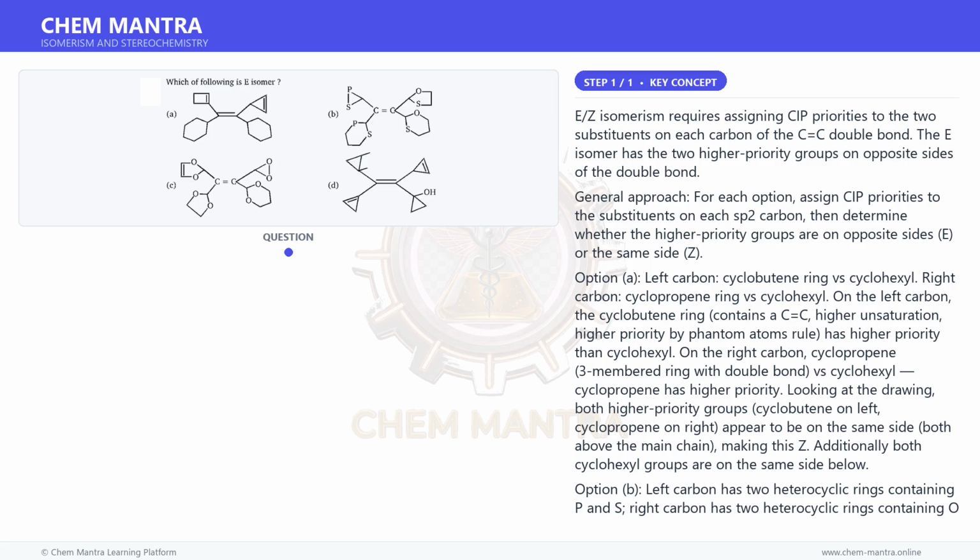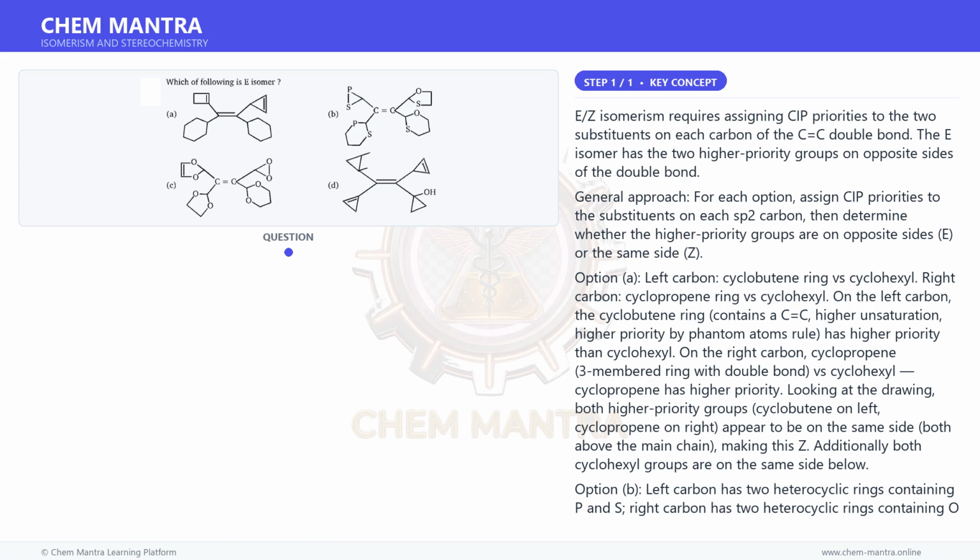E/Z isomerism requires assigning CIP priorities to the two substituents on each carbon of the C=C double bond. The E isomer has the two higher priority groups on opposite sides of the double bond. General approach: for each option, assign CIP priorities to the substituents on each sp2 carbon, then determine whether the higher priority groups are on opposite sides, E, or the same side, Z.